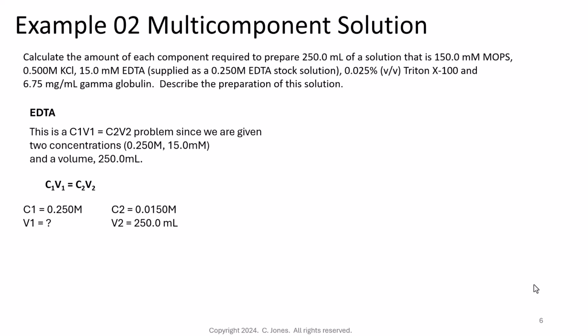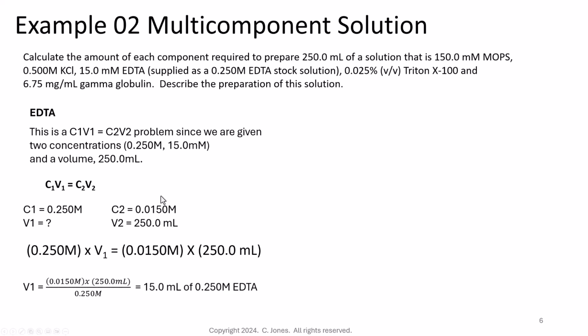All right. So C1 is 0.250 molar EDTA. C2 was given to us as 15 millimolar, right? So we needed to convert that to 0.015 molar. And the volume is given to us in mLs. Especially since it's only 250 mLs of solution we're preparing, we're going to leave this as milliliters. We don't need to convert.